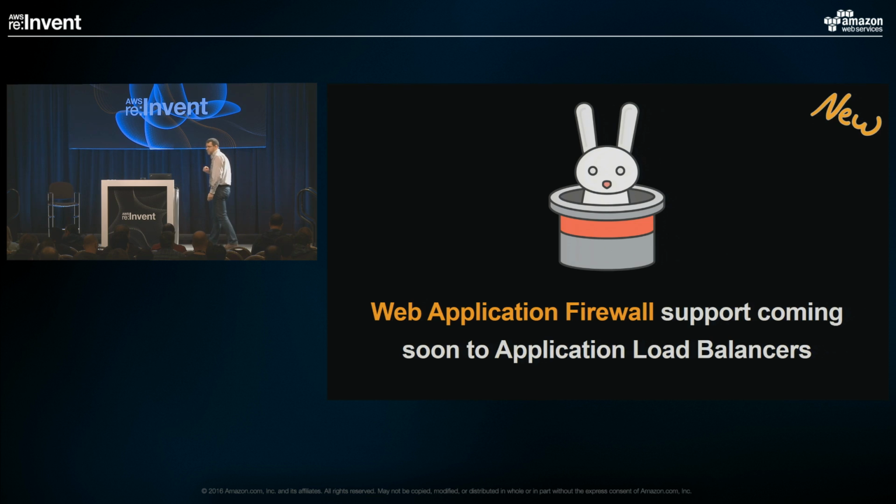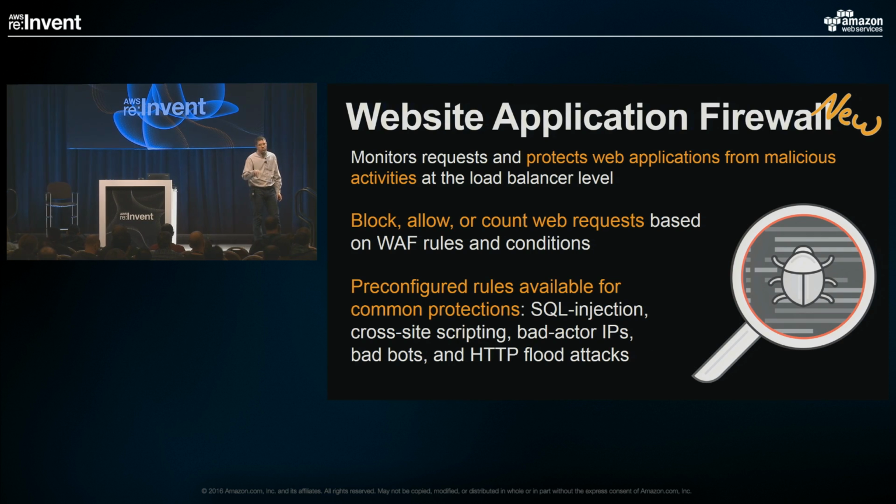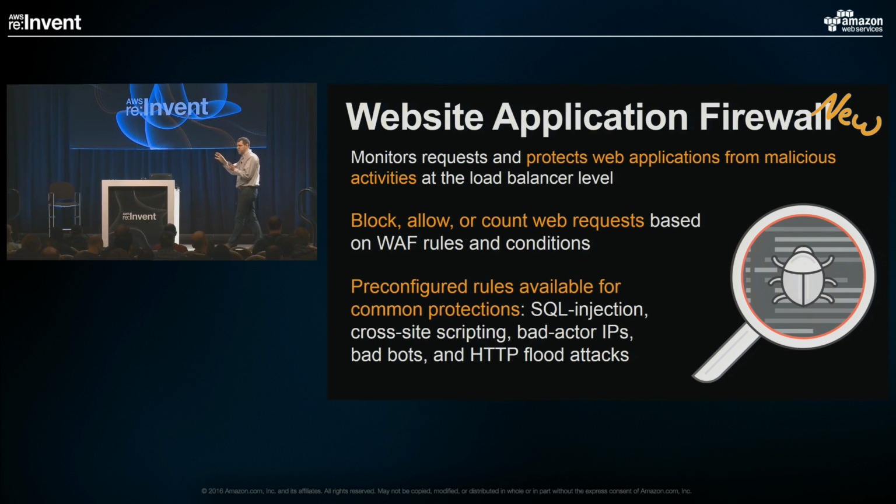So with that, you'll basically be able to, well, I actually have a slide for that. A web application firewall basically monitors and protects web applications from malicious activities. Any request coming through gets inspected by WAF. You can configure rules to either allow, block, or count. And you can do things like SQL injection, cross-site scripting, bad actor IPs, bad bots, HTTP flood attacks. And I know they're going to be adding more and more rules. So you can go into the WAF service and configure this. Once you've got all your rules, and they've got some great custom rules or previously defined rules, you just associate that with the ELB, and we'll take care of that. So I think that's a pretty cool feature coming in the next few weeks.